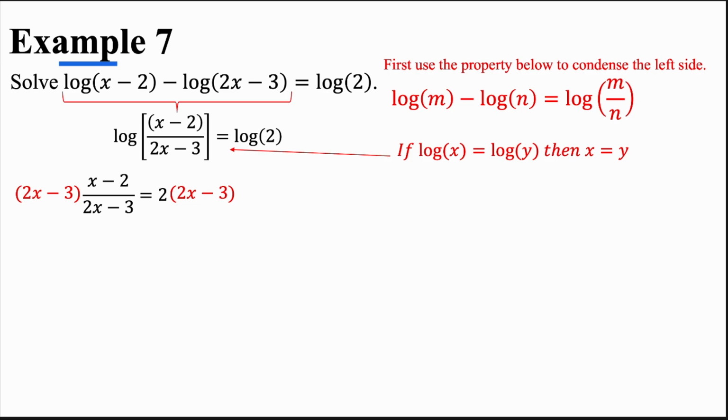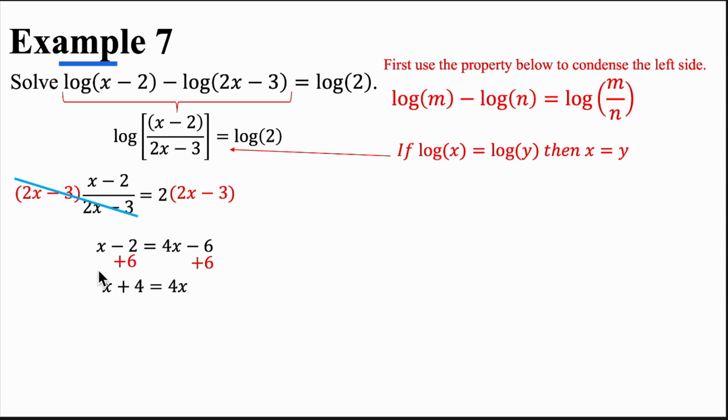Now we can multiply both sides by 2x minus 3, and that is to get rid of this denominator right here. And what I'm left with on the left-hand side is x minus 2 equals, on the right-hand side, we have to distribute the 2. 2 times 2x is 4x, and 2 times -3 is -6. So you get this equation here. Now let's move the constants over to the left side by adding 6. I get x plus 4 is equal to 4x.